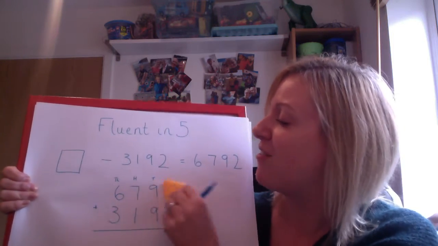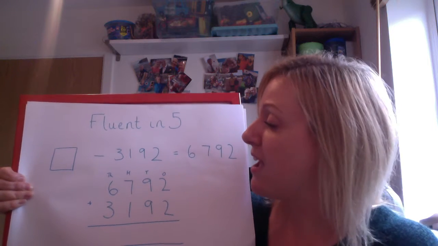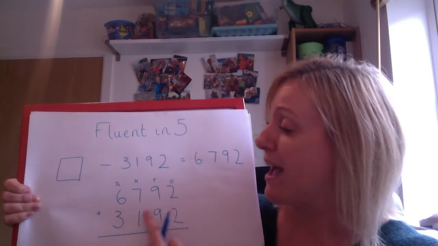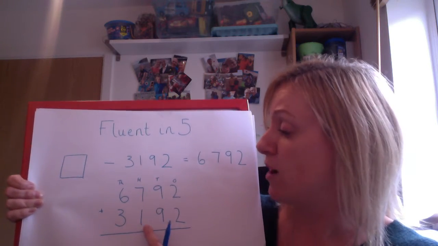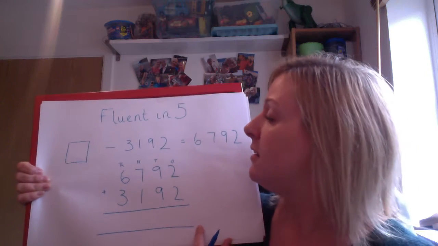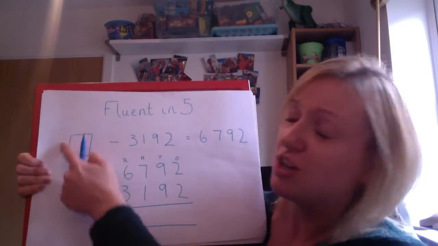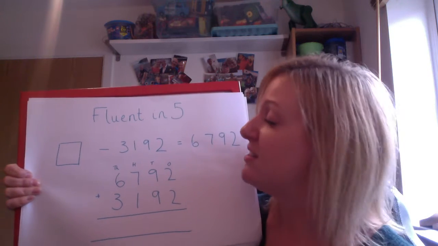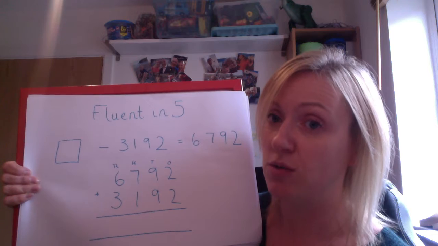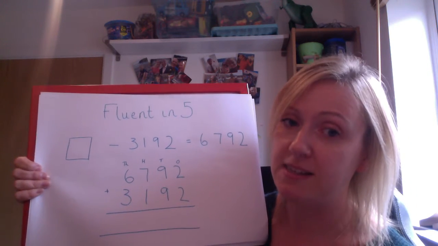Underneath, I've set out the question that I think we need to be having a go at today, and that is taking our 6,792 and adding it to our 3,192. So if we solve this question, we will find out what should go in the box over here. Now, this is a straightforward four-digit addition question that we've been doing already. I know some people have found these tricky. The more we practice, the easier it will become.